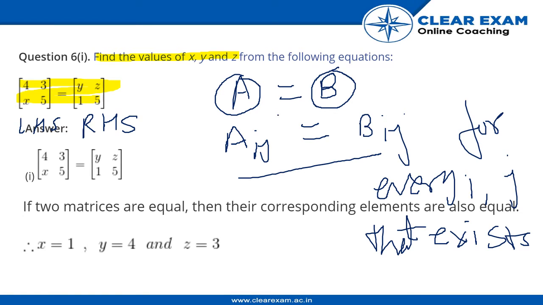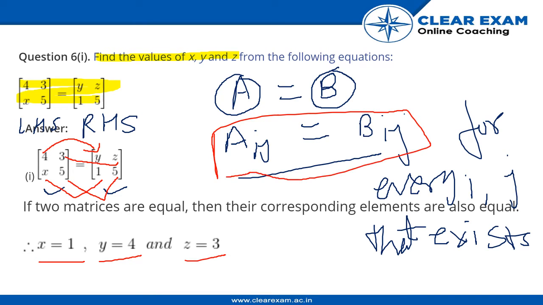Okay, so we have matrix 1 on the LHS and matrix 2 on the RHS. So 4 should be equal to y, 3 should be equal to z, x should be equal to 1, and 5 should be equal to 5. So in this question we have our answers straightforward, that is x is equal to 1, y is equal to 4, and z is equal to 3. We applied this property. Now let us move to the next part in the next slide.